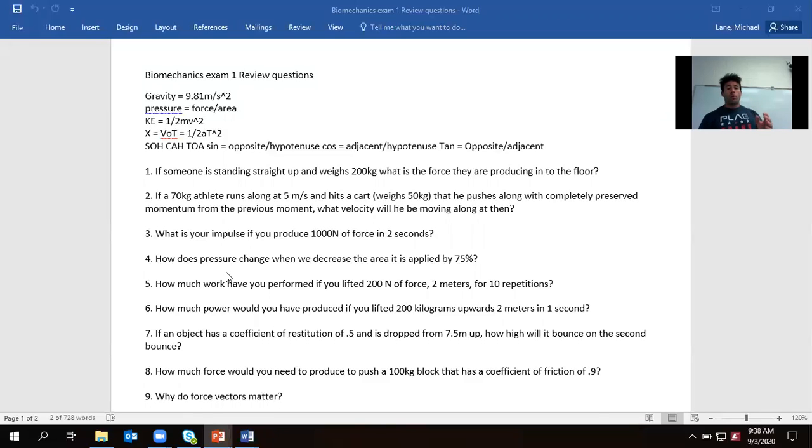remember that momentum equals mass times velocity. You have their mass, 70 kilograms, you have their velocity, 5 meters per second. So their initial momentum is 70 times 5, which is going to give you a grand total of 350. Now, once they hit that cart, now they're going to have a system mass, meaning both them and the cart, of 120 kilograms. And our question is, what is the velocity?